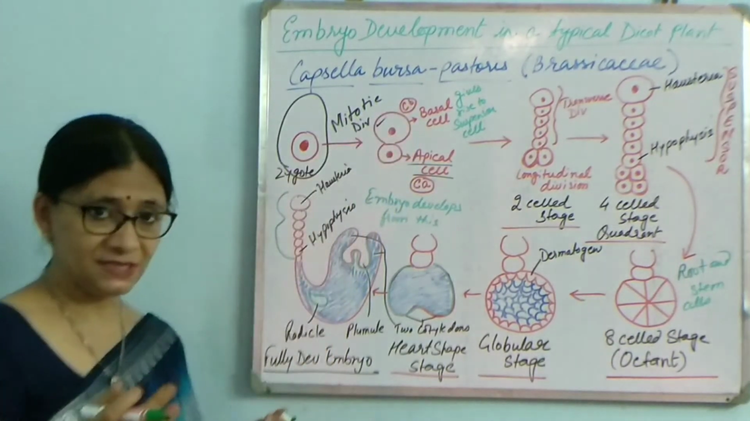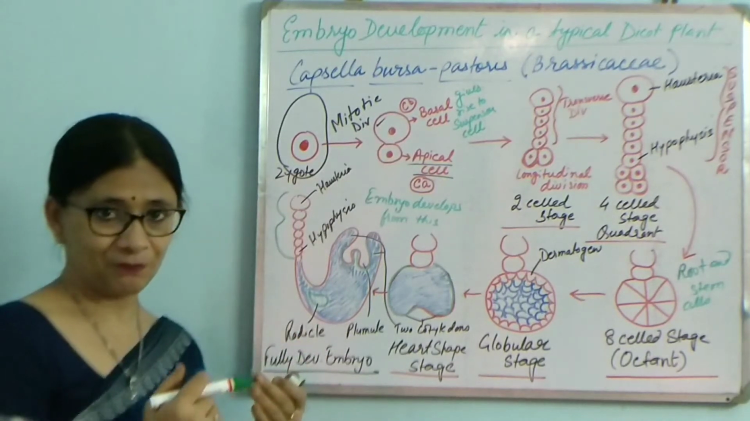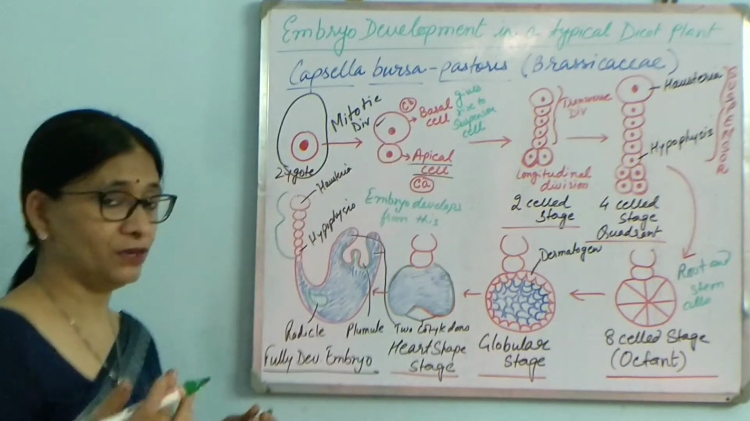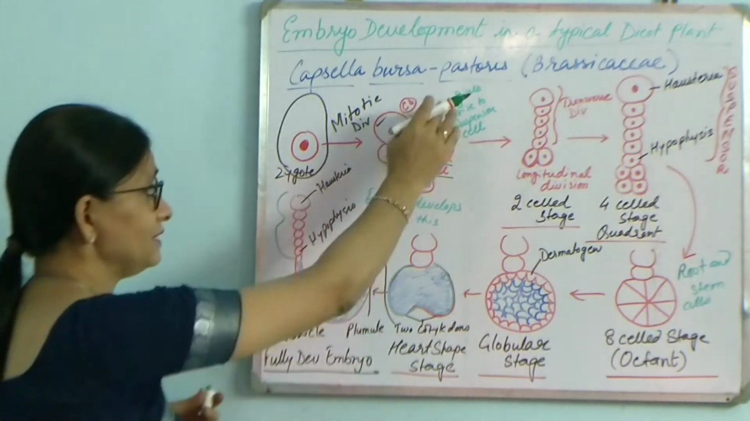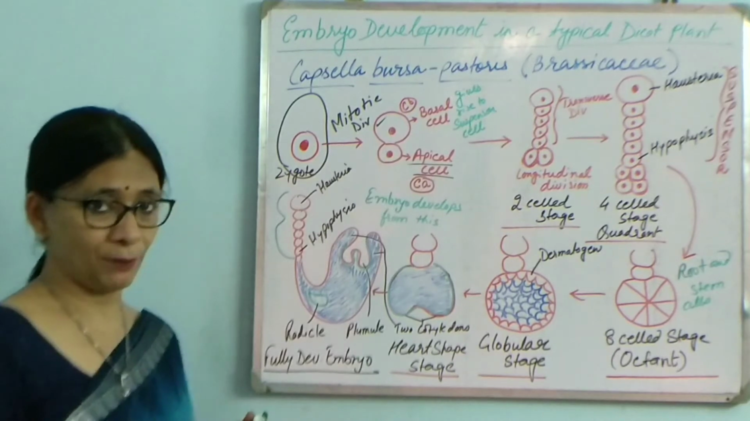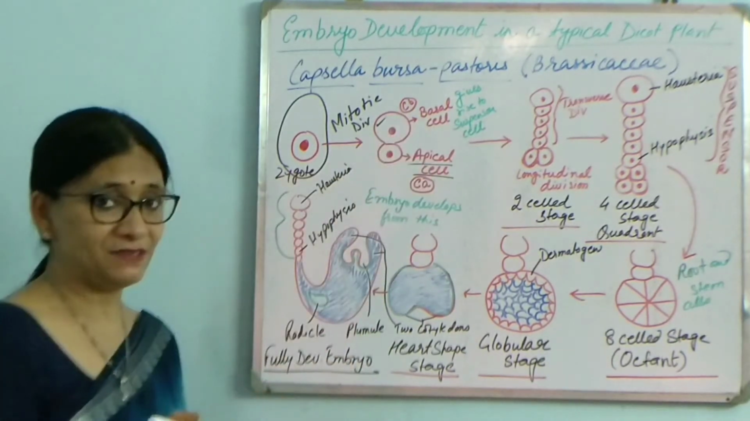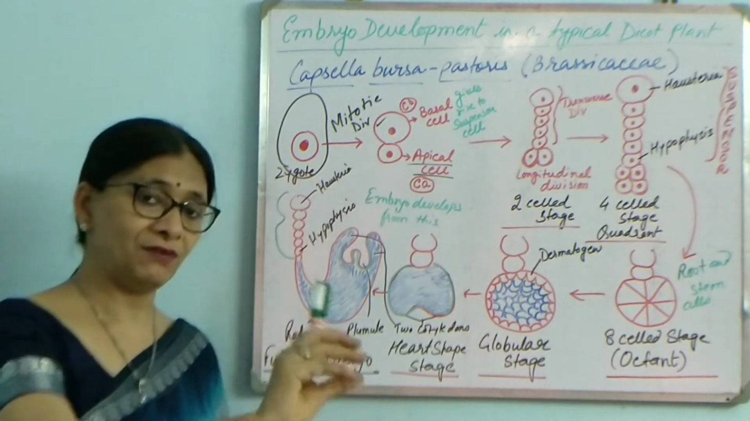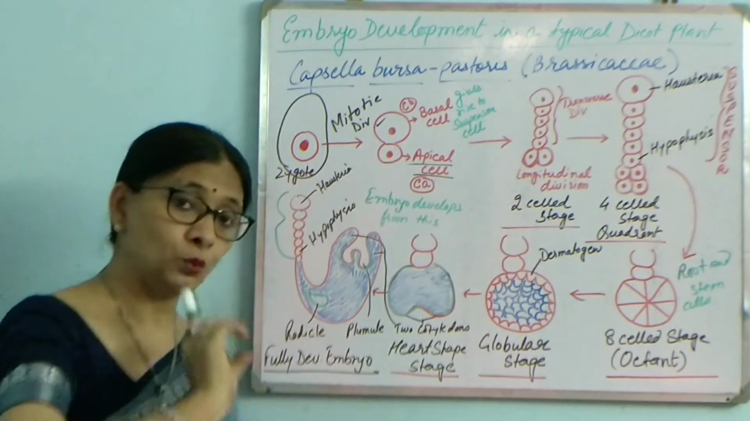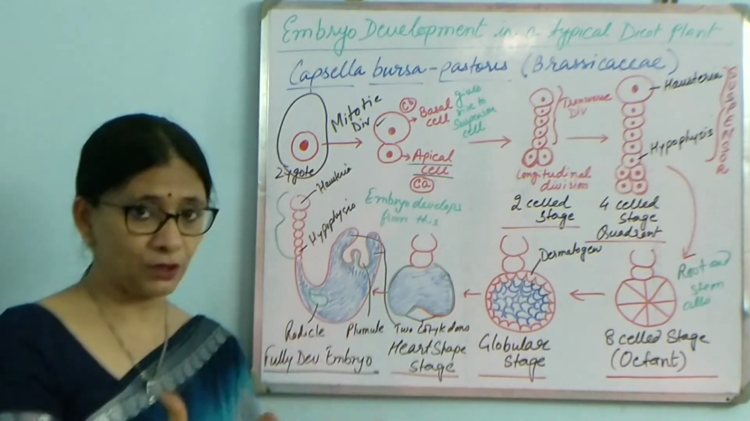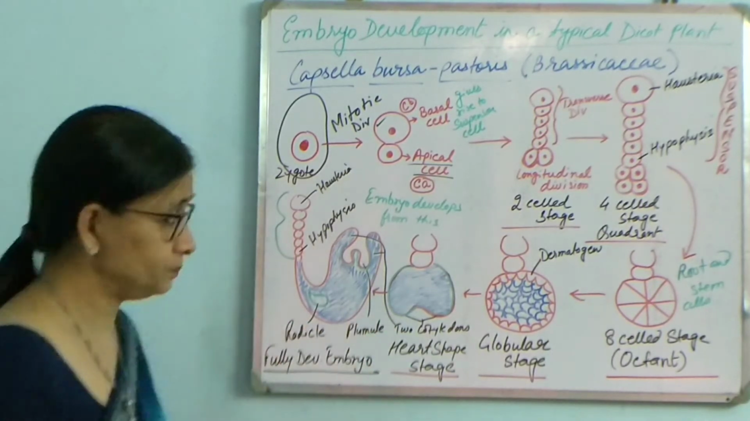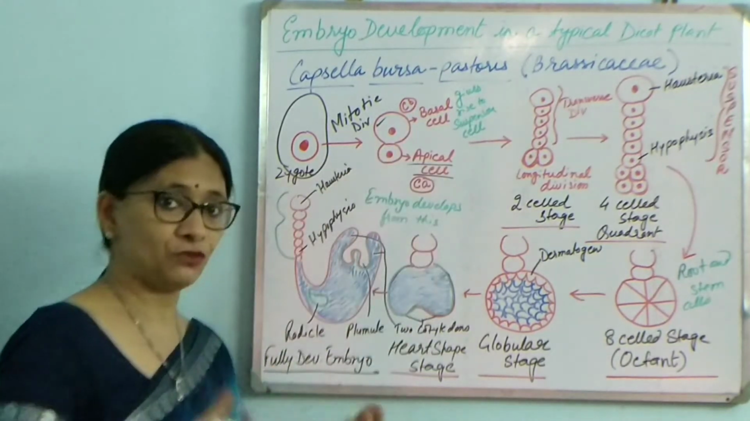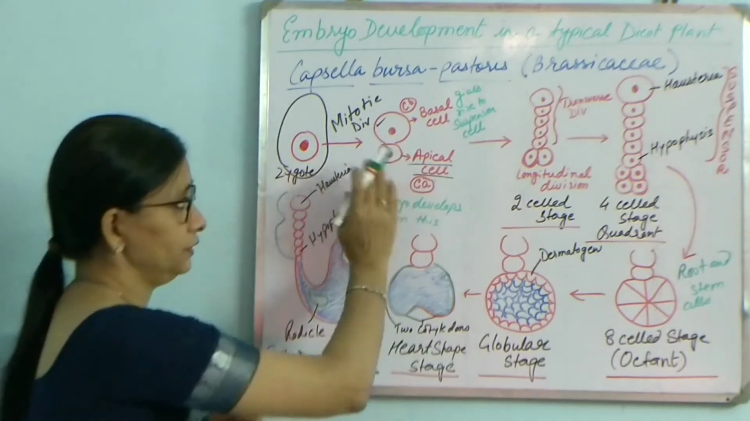Upper one is basal cell and the lower one is apical cell. Basal cell, apical cell, they are in books sometimes referred to as CB and CA. Now basal cell does not take part in embryo development. It gives rise to suspensor cell. The function of suspensor cell is to push the developing embryo more and more towards the center, so that it is well protected and well nourished. Basal cell gives rise to a suspensor, and apical cell gives rise to embryo. So this is the first division.